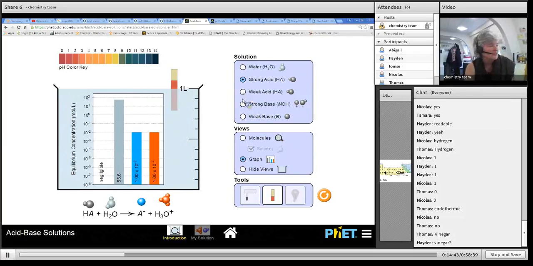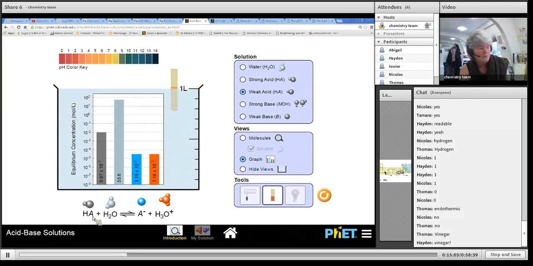So if we look at this equilibrium, can you see I've got my arrow going all the way to A minus and H3O plus, because my reaction goes all the way to the right. It dissociates completely. If I click on a weak acid, can you see we've got that equilibrium arrow? So that's because only some of the HA will dissociate. So you can see I've still got most of it sitting as HA, and only some of it has broken up to form the A minus and the hydronium ions.